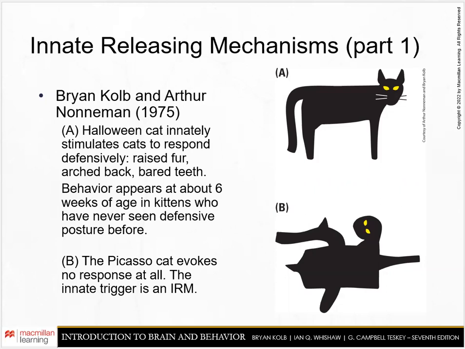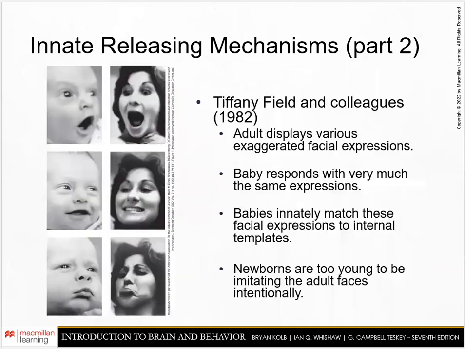And the belief then is that these mechanisms have proved to be adaptive evolutionarily, and so they've been maintained in the species genomes overall. Meanwhile, in image B, we have the Picasso cat, and this does not evoke any type of response at all. The innate trigger is an IRM.